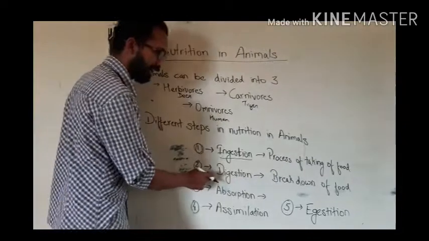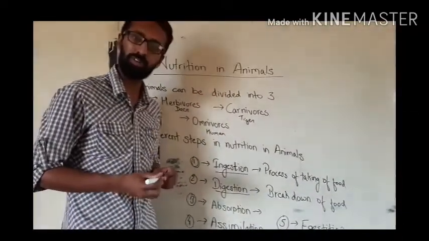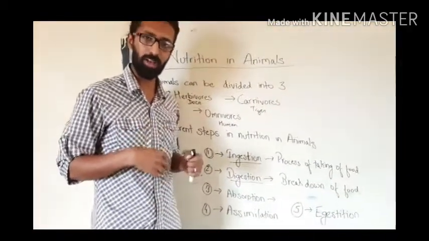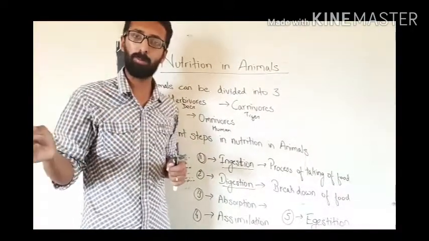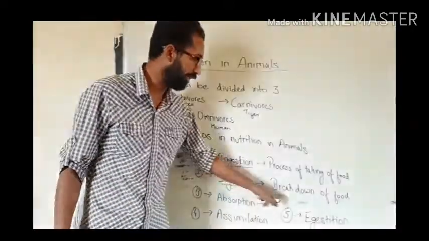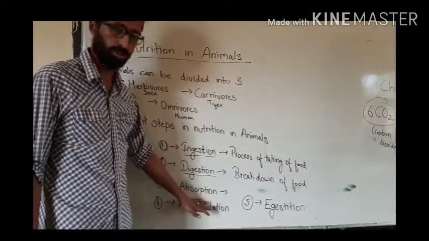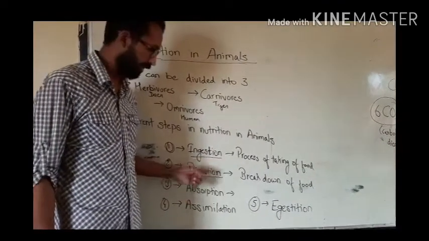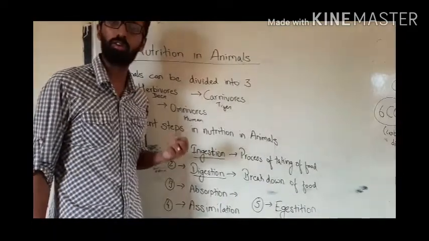Second is digestion. Digestion is the process of breakdown of food within the body. When the food is broken down from complex to simpler substances within the body, it is called digestion. Now the third is absorption. After the food is digested within the stomach or the intestine, it is absorbed into the walls of the intestine.